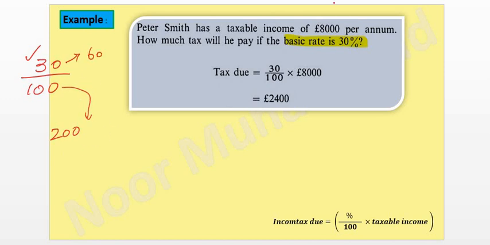So we cannot count it like that till 8,000. What can we do? We will use this formula to find the income tax: percentage over 100 times the taxable income. The percentage is 30 out of 100 times 8,000. We can cancel these two zeros with these two zeros, so we are left with 30 times 80. No need to multiply the zeros, just bring down these zeros, and 8 times 3 is 24.